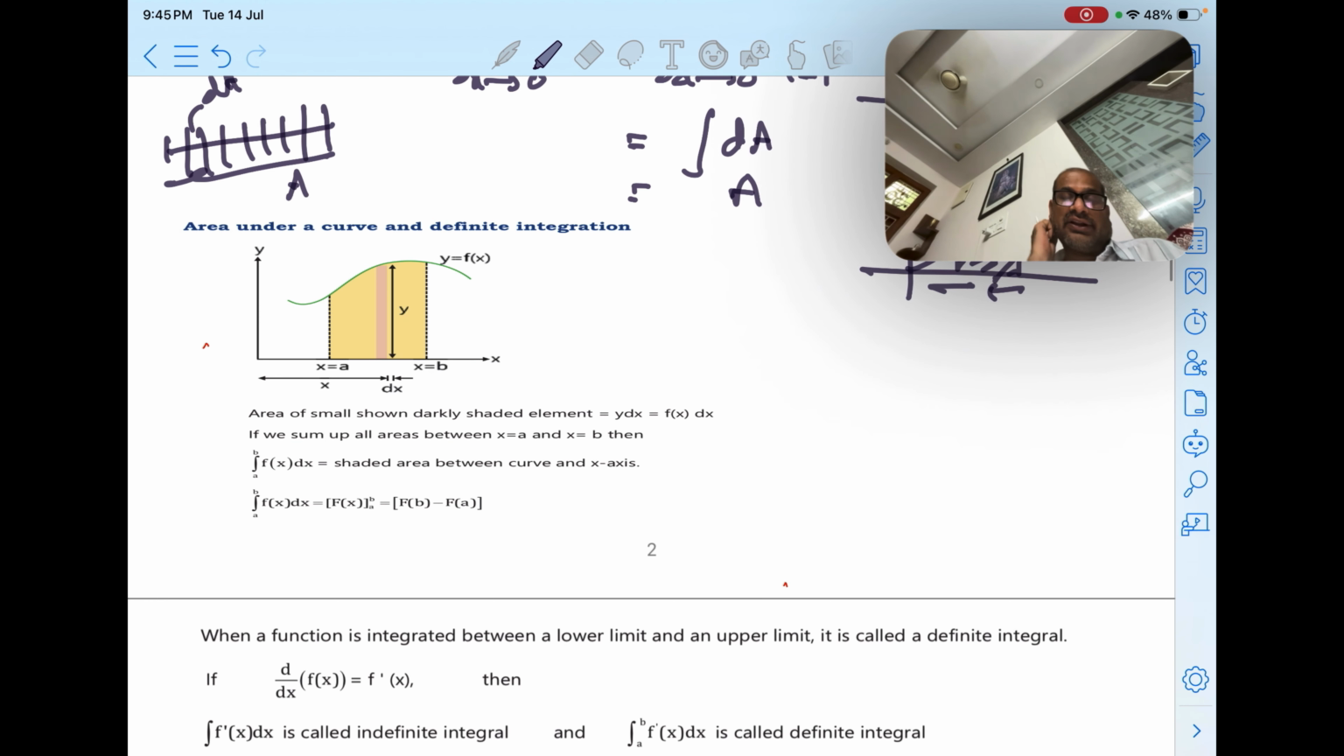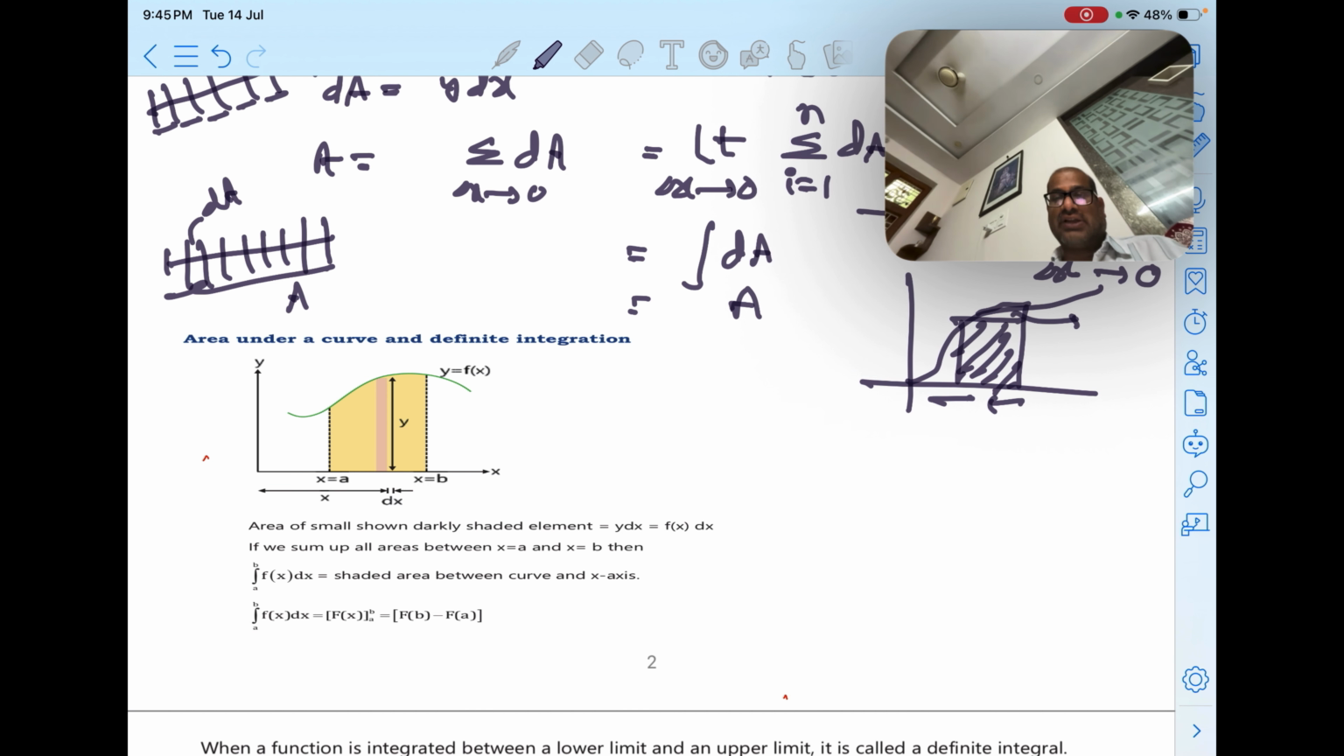That's what I have shown here. Area under the curve is what? Integration. Fine. So now, in one sense in mathematics, differentiation and integration are inverse to each other.